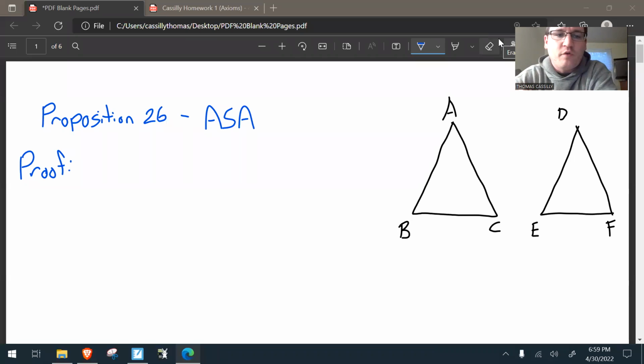All right, here we go. This is Proposition 26, the angle-side-angle criterion. We're going to go ahead and try to prove it. So first things first, we have to have some triangles.